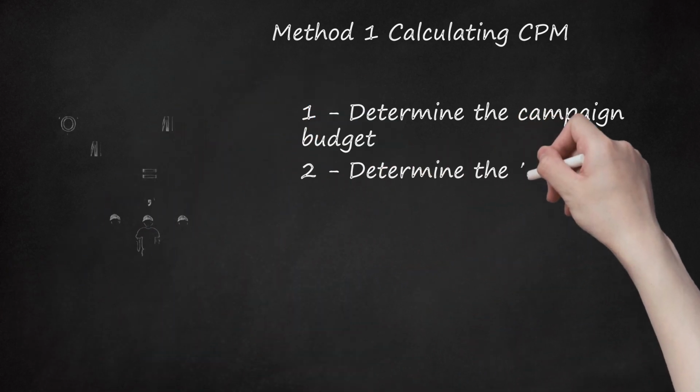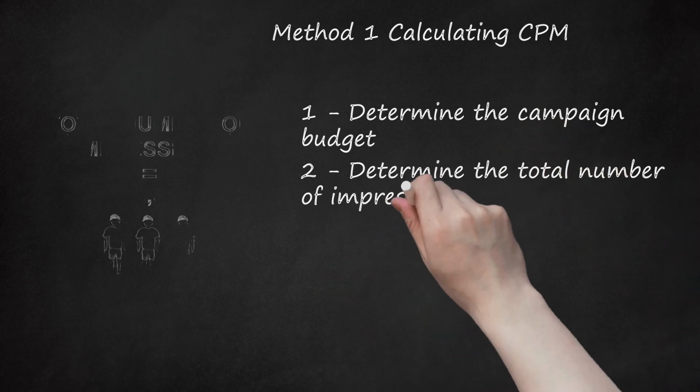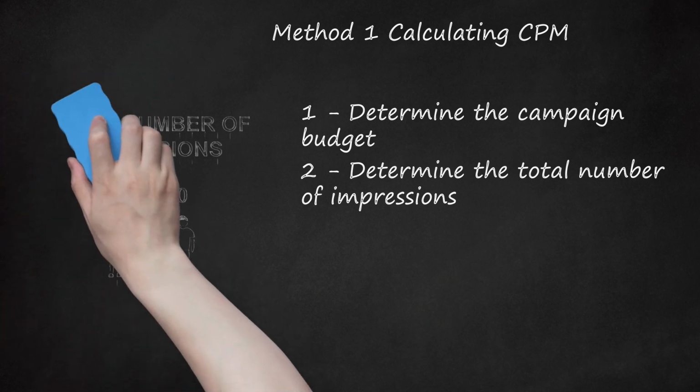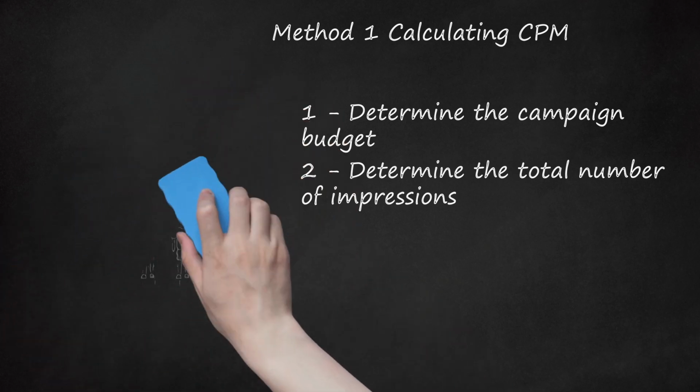2. Determine the total number of impressions. In order to calculate the cost of 1,000 impressions, you need the total number of desired impressions for the target audience for the ad. For example, a company wants to run a campaign that will get 500,000 impressions. Tools like Google Analytics can be used to determine what kind of traffic a website is getting. Television and print typically use sales or ratings agencies for such data.